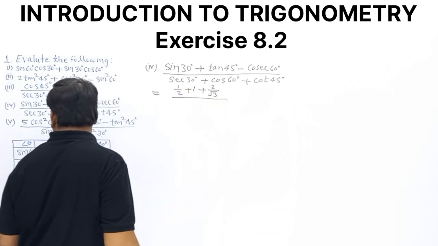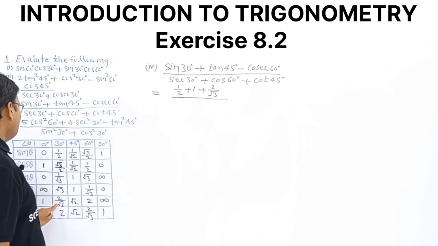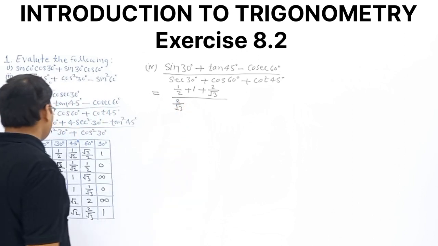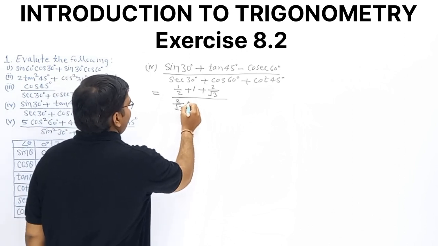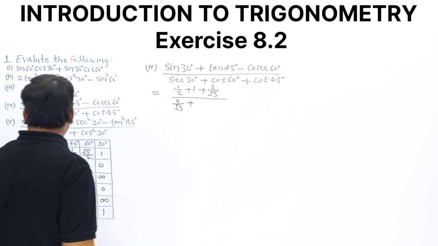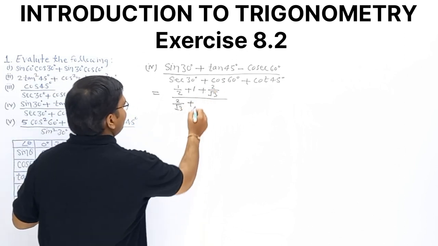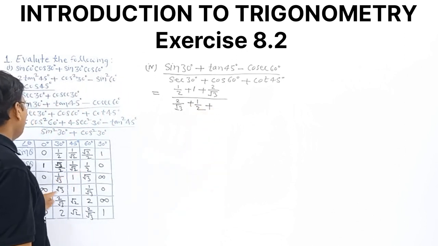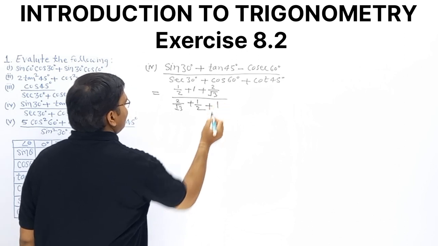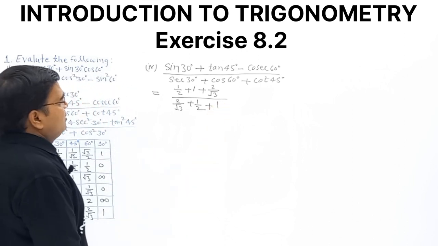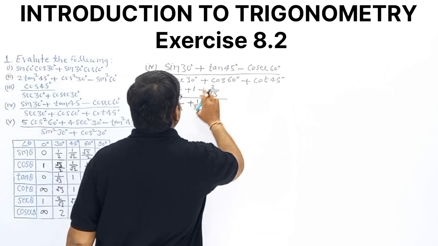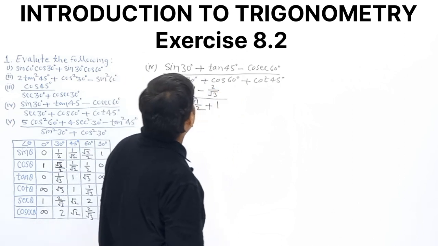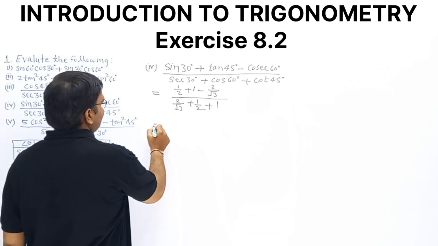Divided by sec 30. Sec 30 is what? This one: 2 upon square root of 3. Observe carefully. Plus cos 60. Cos 60 will be what? This one, 1 by 2. Plus cot 45. Cot 45 is what? 1. Clear? There is a minus sign, so put the minus. Clear? Now solve.